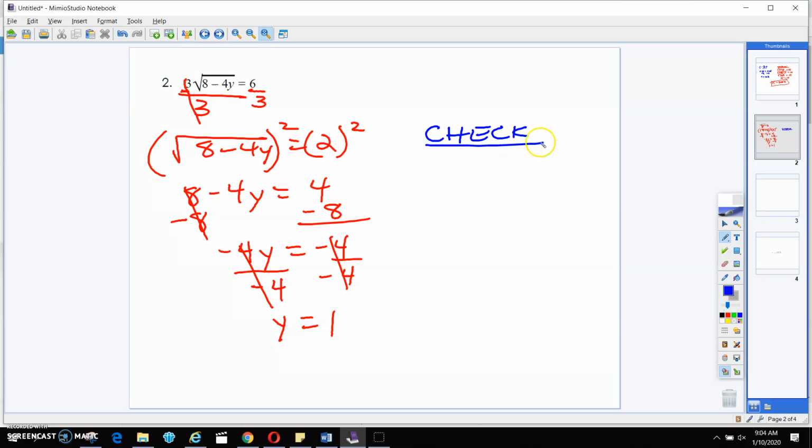Just for organizational purposes, whenever you do checks, I would suggest writing down what you're plugging in. If you have more than one that you have to check, you don't want to get mixed up. So I always put check and then I put y equals 1. So I'm going to write down the original problem.